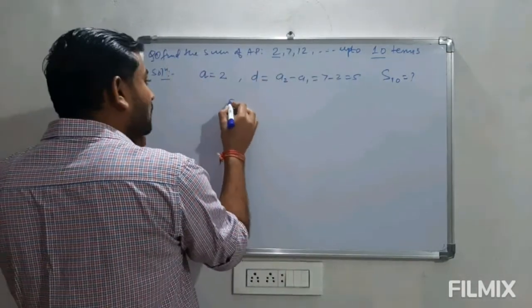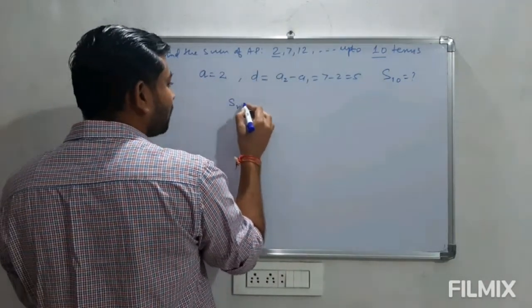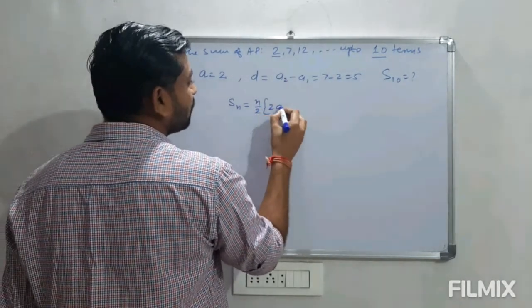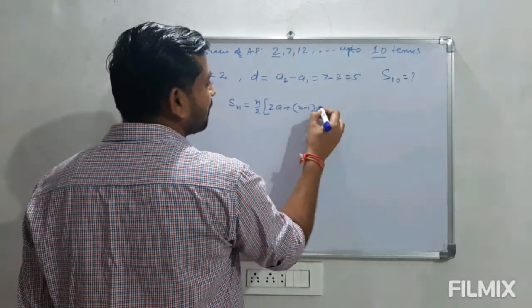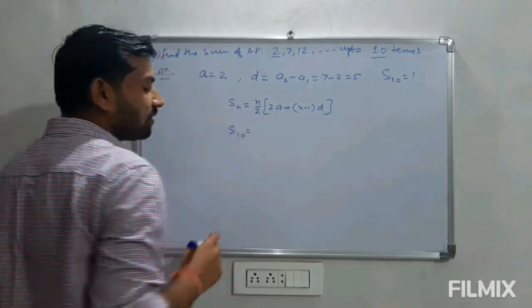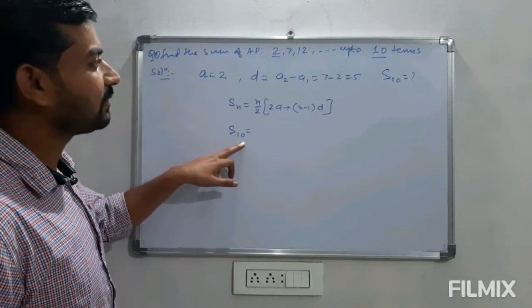So as I told you, the relation for Sn, the formula for the sum of n terms, is n by 2 into 2a plus (n minus 1) into d. So we will use this. S10 means we have to replace the n with 10.